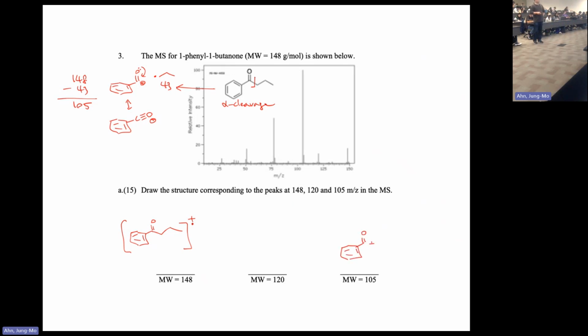But this is not the radical cation anymore. Remember, we break down the radical and the cation. So this is just the cation only, not the radical cation. Then we need to find out, this is the 103. That's the biggest peak there. The base peak is corresponding to this one. Then 120. We need to find out what appears at 120.